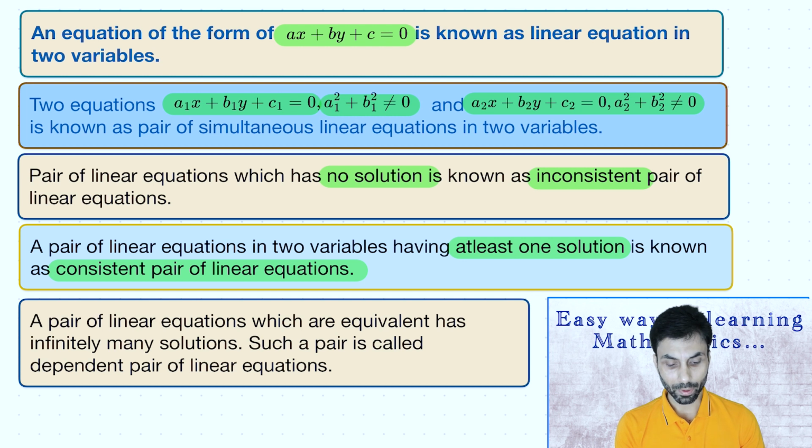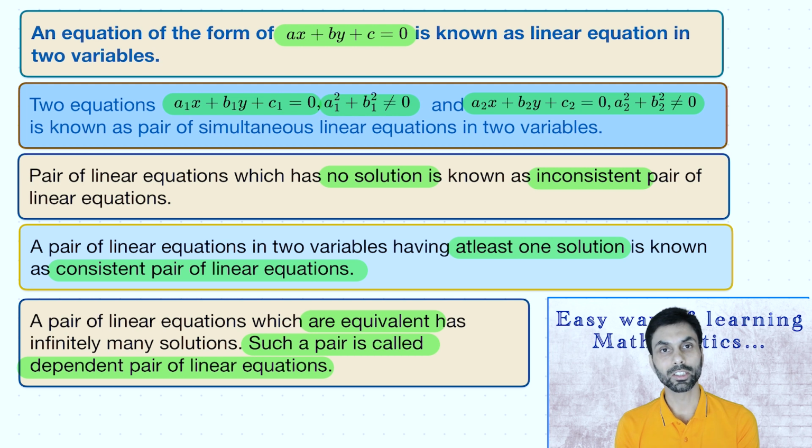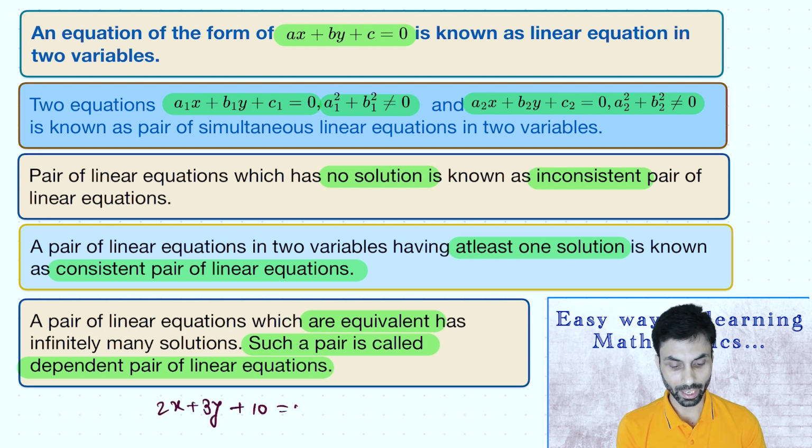Now, when we talk about a pair of linear equations which are equivalent, such a pair is called a dependent pair of linear equations. So if you have to find a dependent equation of a given equation, just multiply that equation by any non-zero real number, and you will get the dependent equation of it. For example, if we take 2x plus 3y plus 10 equals 0, and we have to find the dependent equation of it, then we just multiply it by any real number and the obtained equation will be a dependent equation.